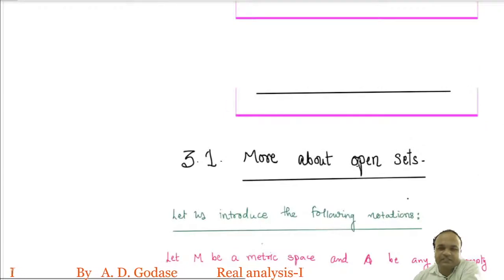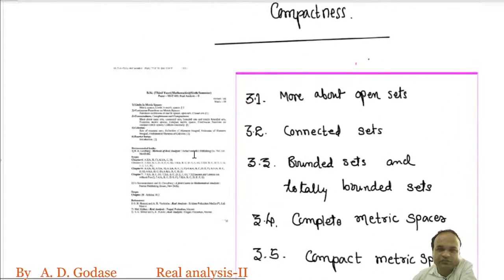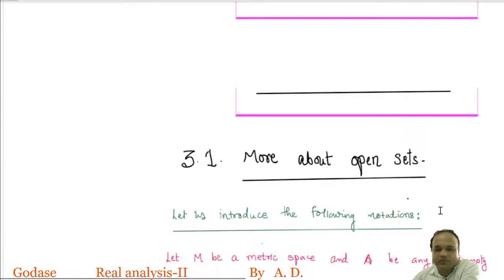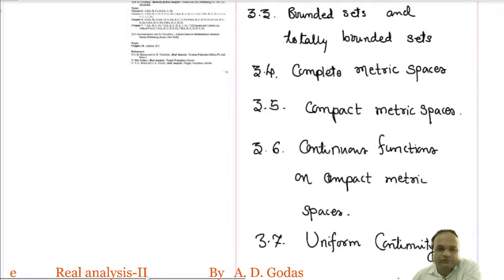So next lecture we will continue chapter 3, that is the first point of chapter 3, 3.1, more about open sets. We'll stop here and continue the remaining part in the next lecture.